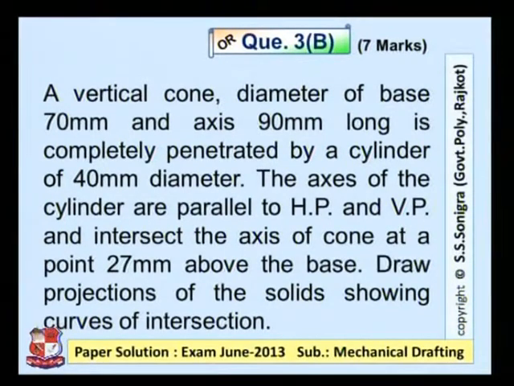Here you can see here vertical cone is given. We know the front view of cone is triangle and top view of the cone is circle of diameter 70 millimeter, and triangle height would be 90 millimeter, width would be 70 millimeter. So first we draw a given cone, its top view, front view and side view, and after that it is given that it is penetrated by a horizontal cylinder of diameter 40 millimeter. So we have to draw a circle of diameter 40 millimeter in side view in such a way that the axis is 27 millimeter above the base, which is given in the data.